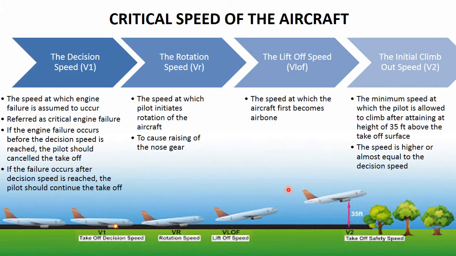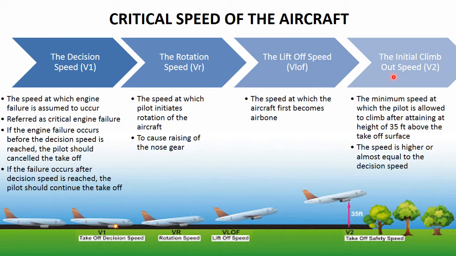In the video, we saw 7 critical speeds of the aircraft, but we will talk more about the 4 critical speeds that have the most relationship to designing the runway length. These are the 4 critical speeds of the aircraft. The first is the decision speed, or V1, and the second is the rotation speed, or VR. The third is the lift off speed, or VLOF, and the fourth is the initial climb out speed, or V2.